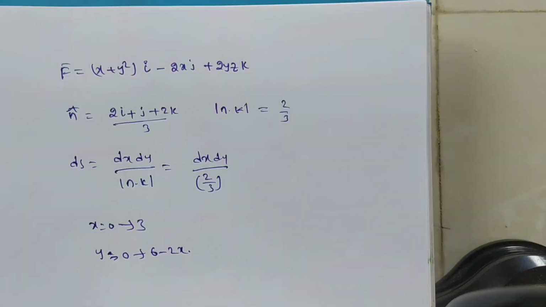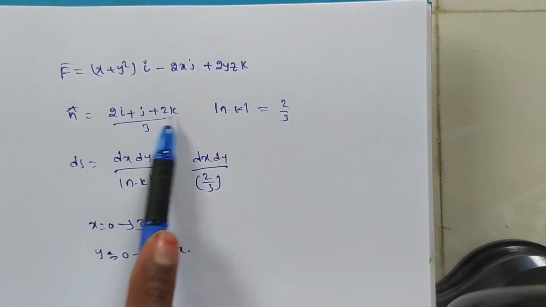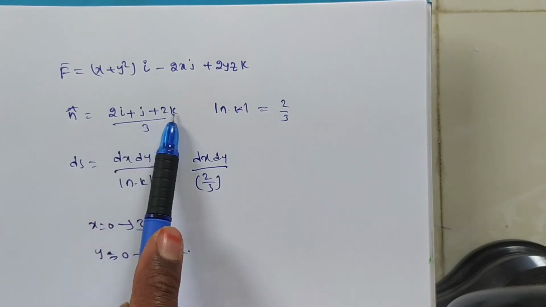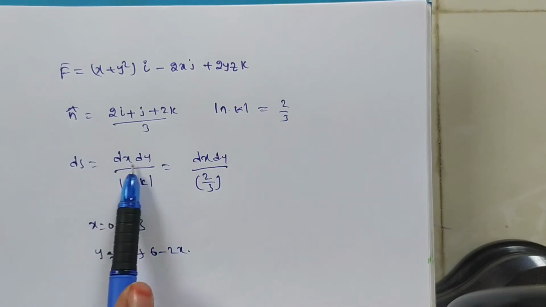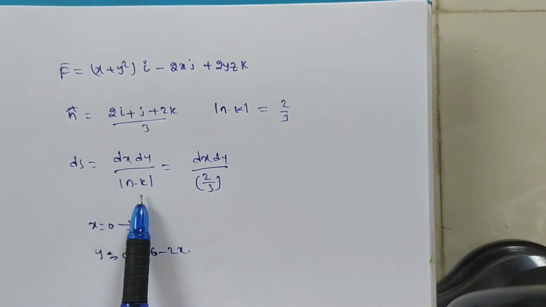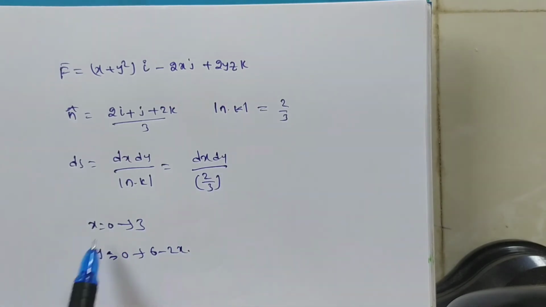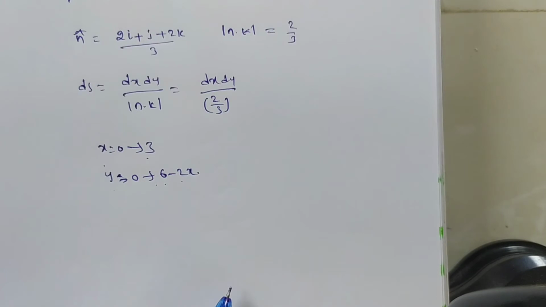Right, friends, all the values I have written here. This is the given f bar, and n cap is (2i plus j plus 2k) by 3. Now n bar dot k is nothing but the k component, so the dot product with k gives 2 by 3. I have written here: ds on the xy plane is dx dy by mod of n bar dot k, which is 2 by 3. Now the limits of x are 0 to 3, and y is 0 to 6 minus 2x.